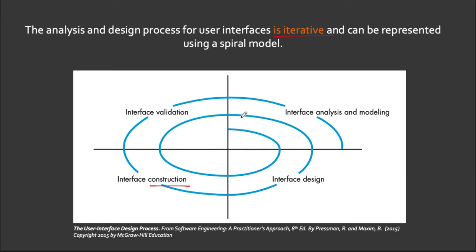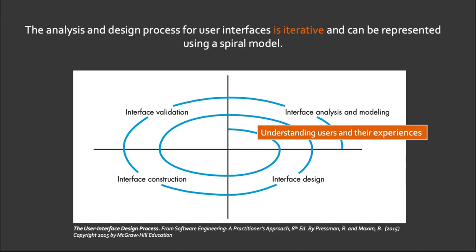So again, it is iterative, and even though we are using a spiral model, in this part, for example, we have phase 1, phase 2, phase 3, phase 4. Each phase has its own output, but it doesn't necessarily mean that you need to complete the design of the whole system. I will discuss each of that in the succeeding slides. Let's proceed. Let's talk about the interface analysis and modeling.